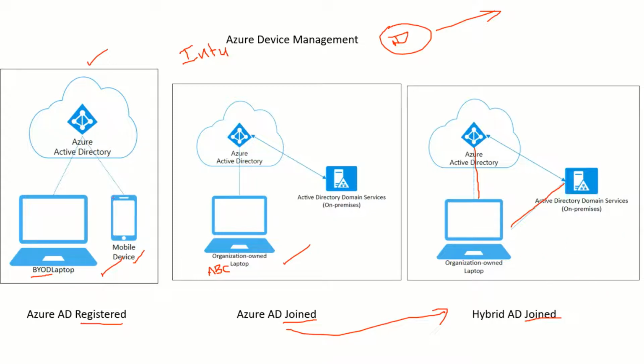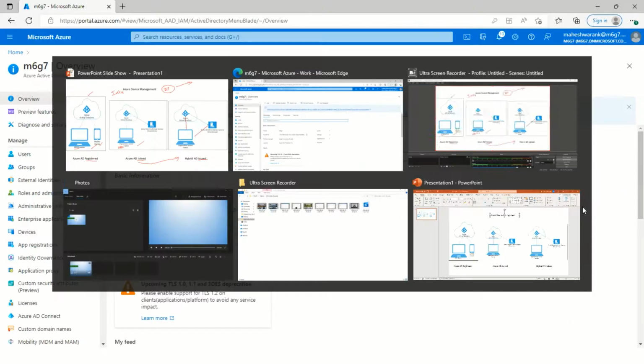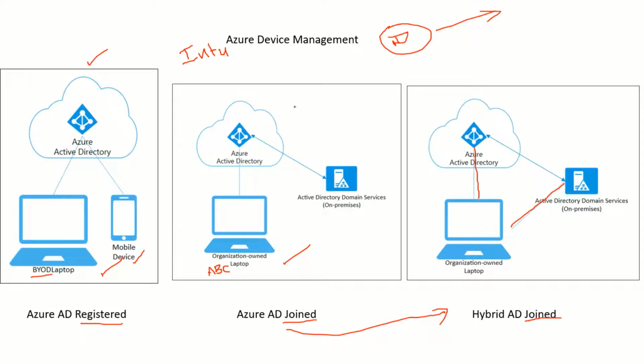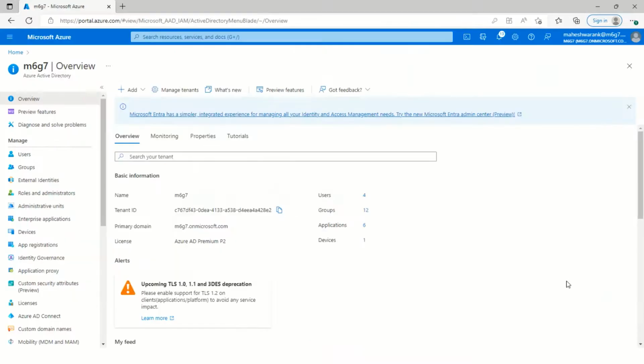So in this video, I just wanted to give you a heads up on what types of joined devices there are, I mean, what join types are available in Azure AD. So these are all the join types available in Azure AD.